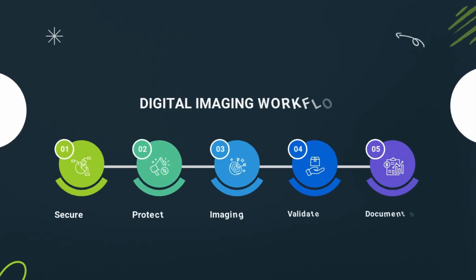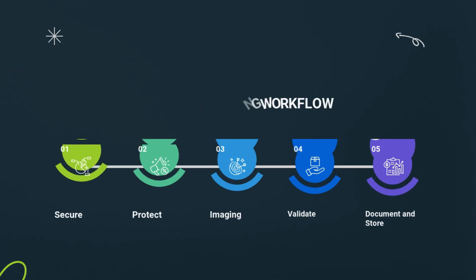Digital imaging workflow summary. So let's quickly iterate the workflow. First, you secure the original evidence. Second, you write protect it to prevent alterations. Third, you image it using trusted tools to create that bitstream copy. Fourth, you validate the image's integrity using hash values. Fifth, you document every single step meticulously and store the original evidence and the image copies securely.